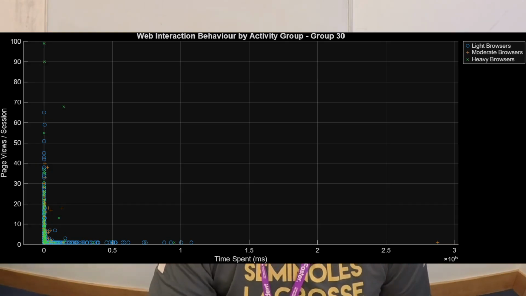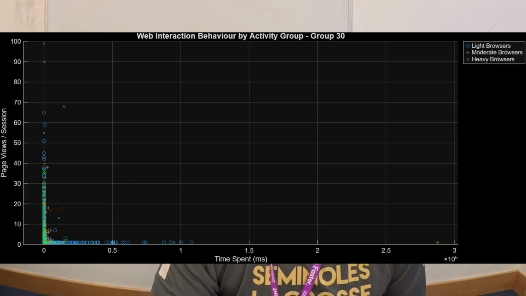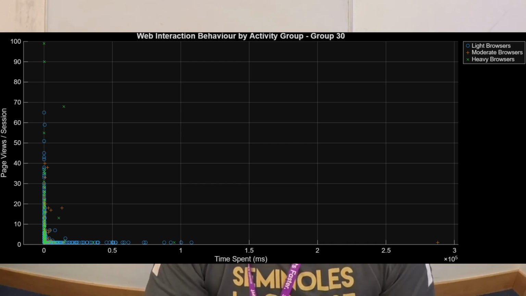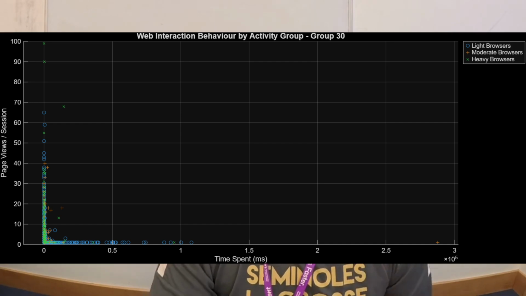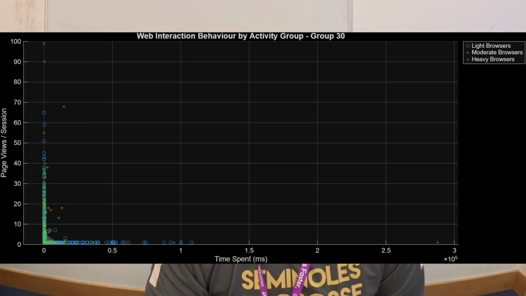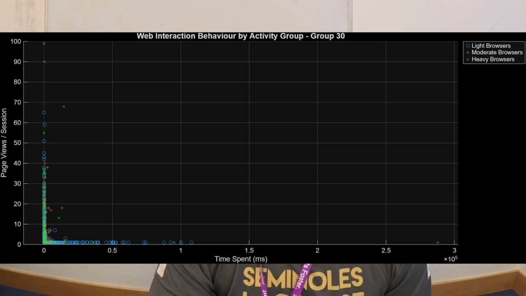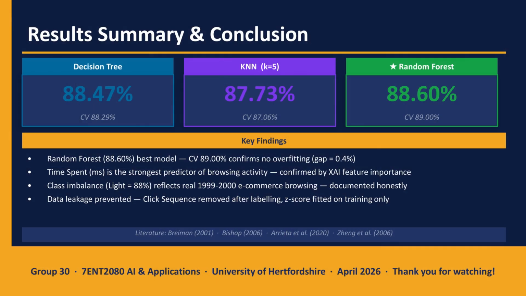This scatter plot shows all 5,000 users plotted by time spent against pages viewed and colored by their groups: blue circles are light browsers, orange plus signs are moderate, and green crosses are heavy. This project must comply with GDPR, and our models use no demographic data and every decision is auditable. Any live system must include monitoring.